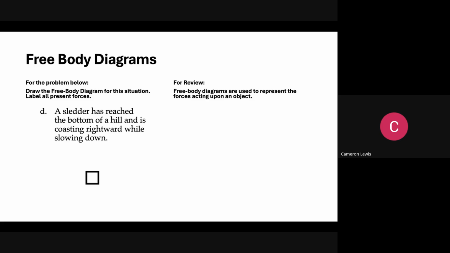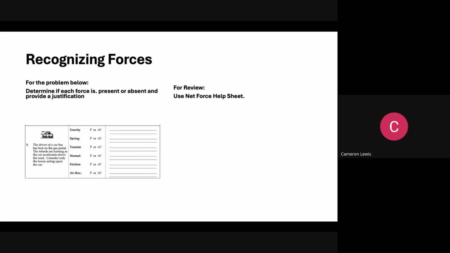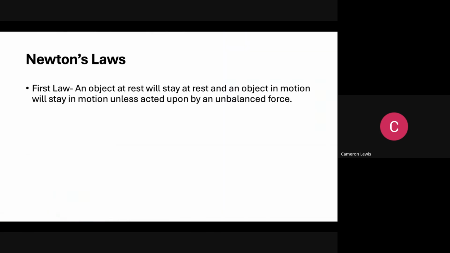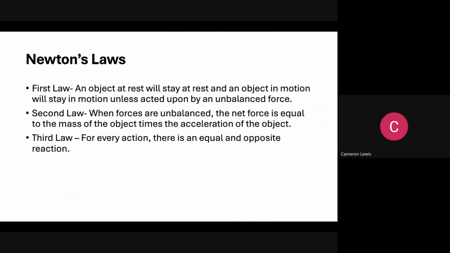So I can go backwards because it's been like a week, right? The biggest concept is really trying to understand Newton's laws. There are 3 different laws. First one: an object at rest will stay at rest, and an object in motion will stay in motion unless acted upon by an unbalanced force. Second law: when forces are unbalanced, the net force is equal to the mass of the object times the acceleration of the object. Then the third law: for every action, there's an equal and opposite reaction.